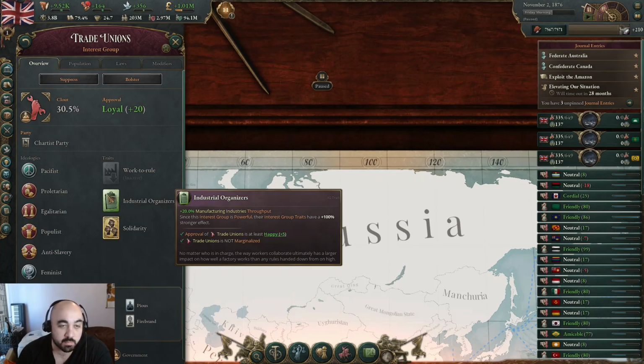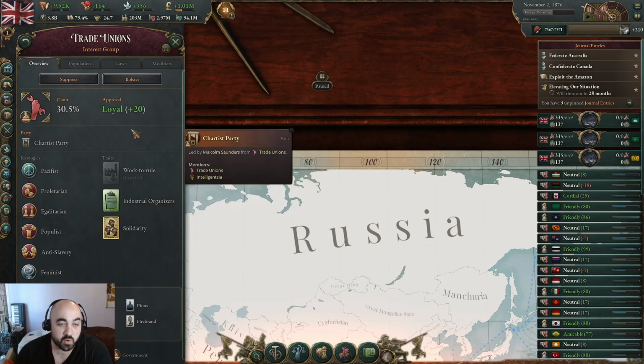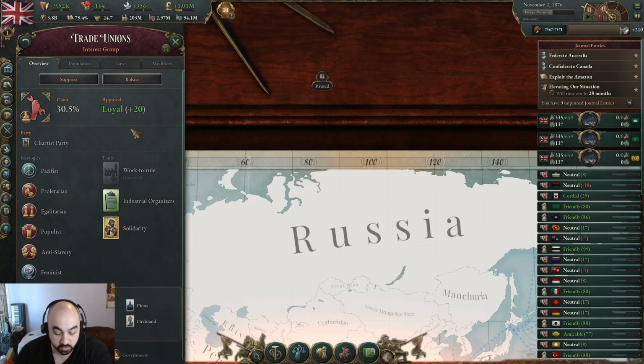They're hard to develop early on, so early on, you're not going to rely on the trade unionists, but somewhere in the middle game, maybe around the 1860s to 1880s, depending on which country you're starting, when they start to become powerful, you'll want to lean into them a little bit in terms of what you're doing. So this interest group is great.